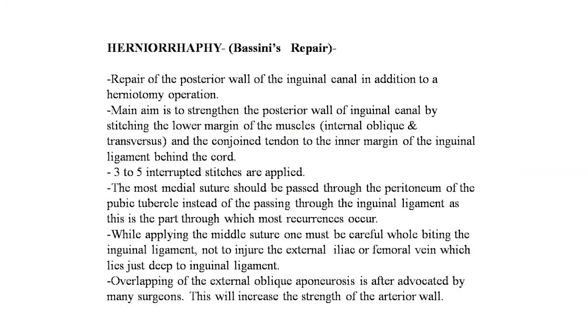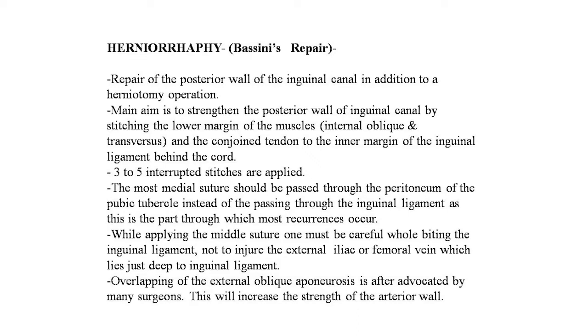Now the herniorrhaphy, that is the Bassini's repair. This means the repair of the posterior wall of the inguinal canal in addition to the herniotomy operation. Main aim is to strengthen the posterior wall of the inguinal canal by stitching the lower margins of the muscles, that is the internal oblique and the transversus, and the conjoint tendon to the inner margin of the inguinal ligament behind the cord. 3 to 5 interrupted stitches are applied.